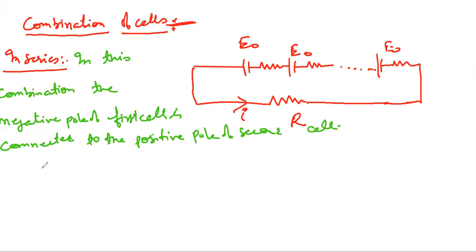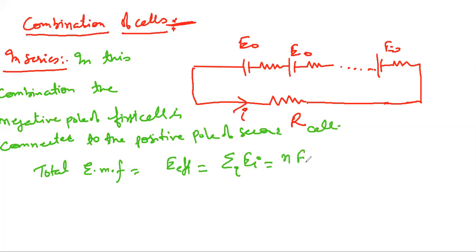So total EMF, which is an abbreviation for electromotive force, is E effective. This is equal to the sum of Ei, meaning the total of all the electric cells. This is nE. Next, total internal resistance.